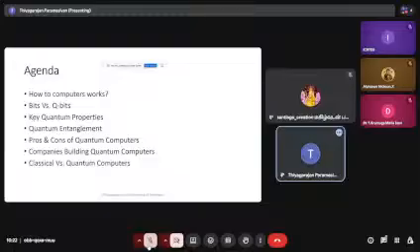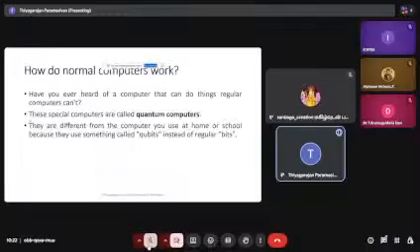Which companies are behind quantum computing? And we are going to see the difference between classical and quantum computers. And we are going to connect this with security, because of the introduction of quantum computing, how the security field suffers a lot. That's what we're going to discuss, the inference.